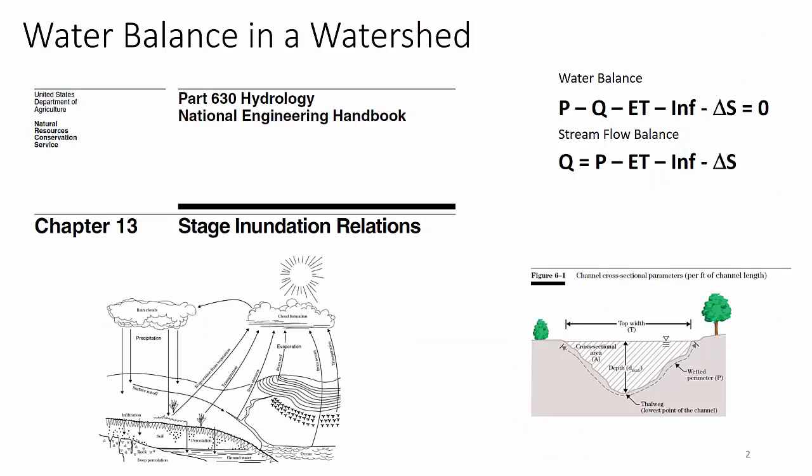Our reference document is the National Engineering Handbook, Part 630, Hydrology, Chapter 13, Stage Inundations. Remember, we're talking about the water balance here, the hydrologic cycle and the water balance, and the movement of water across the landscape. One of the major challenges with water moving across the landscape is that there are time lags. There are initial abstractions, evapotranspiration, infiltration, but then this thing called change in storage. It really is about how water is stored on the landscape as it moves across the landscape.